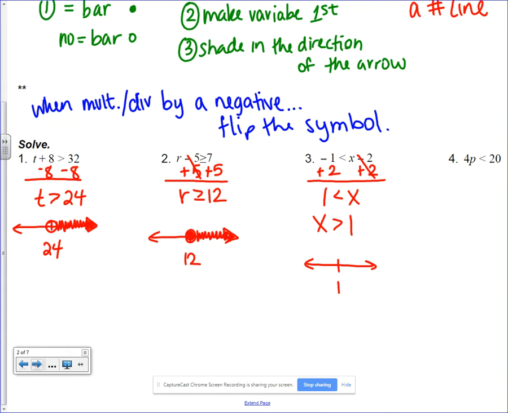My 1 goes on the number line. This will be an open circle because there is no equals bar and it's greater than, so we are shading to the right. So all of the solutions are to the right of 1. That's what that graph says.